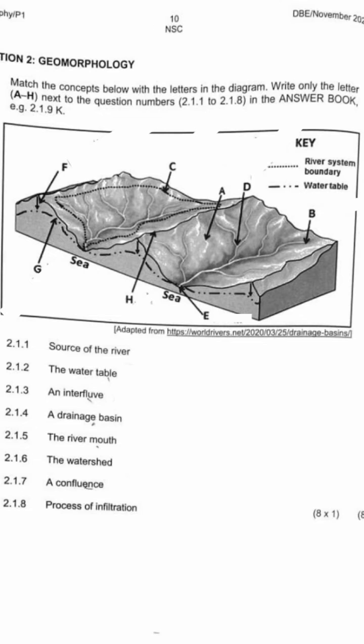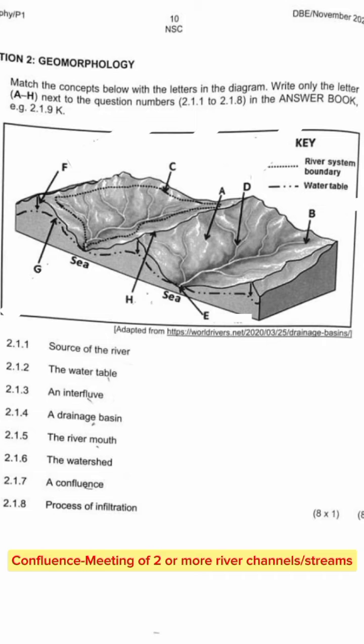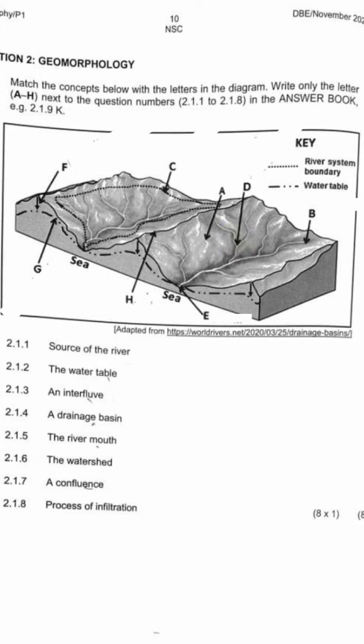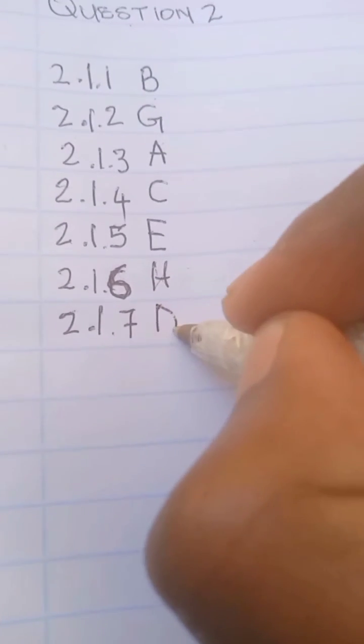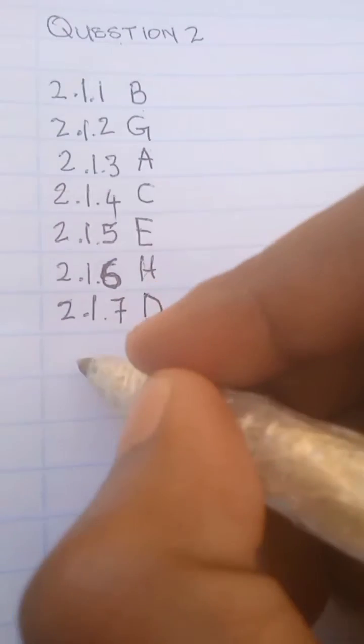2.1.7, a confluence. What is a confluence? That is where two or more river streams meet. Okay, and I can only see one, and that is D. At D, you can see that two streams or two tributaries meet. So D has to be the confluence. So 2.1.7, we're going with D.